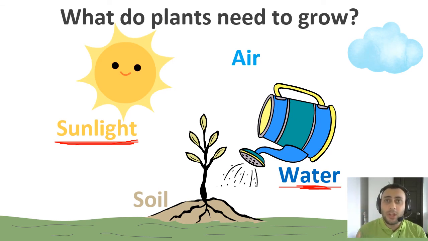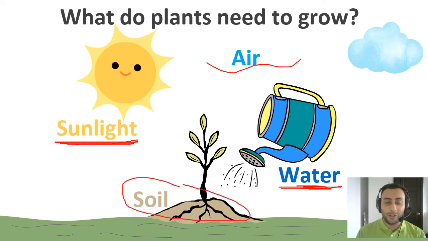Photosynthesis. Now, what is photosynthesis? They get energy, they get food from doing photosynthesis, and they give us oxygen, and we can breathe, and that's amazing. So for today's class, we only talk about water and sunlight. Next class, we talk about air and soil.